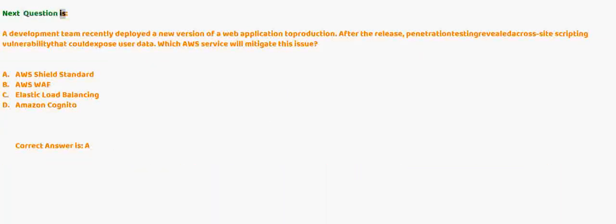Next question is: a development team recently deployed a new version of a web application to production. After the release, penetration testing revealed a cross-site scripting vulnerability that could expose user data. Which AWS service will mitigate this issue? A. AWS Shield Standard. B. AWS WAF. C. Elastic Load Balancing. D. Amazon Cognito. Correct answer is A.